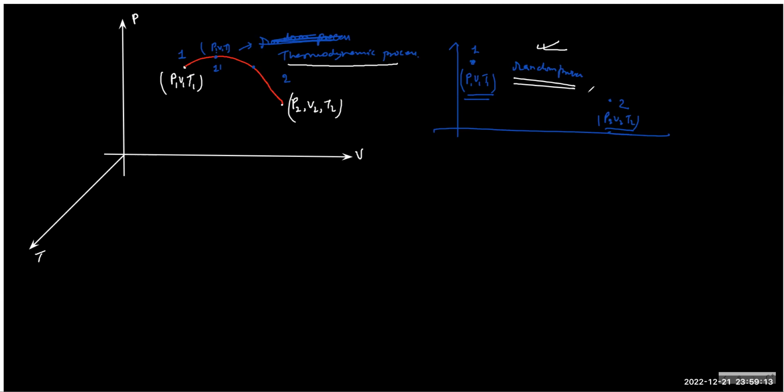So in a random process, the initial and final states are in equilibrium, but the intermediate states are not in equilibrium, hence cannot be defined. So intermediate states are not defined. Only initial and final are defined.